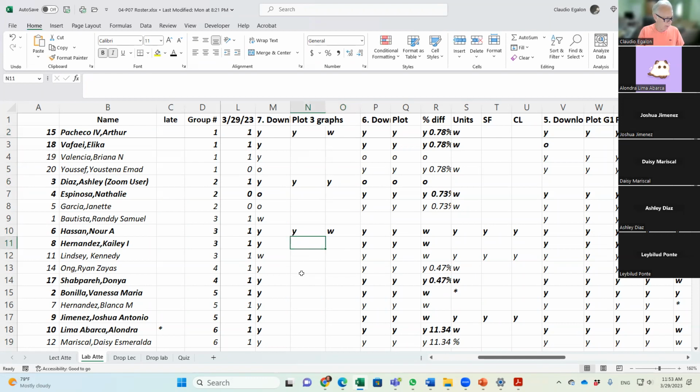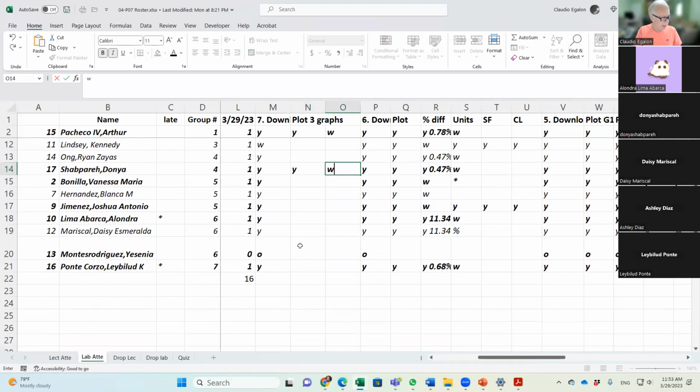Next. Let's see, group number 4, right? Donia, did you get your 3 graphs? Yes. Okay, did you get the percentage differences as well? I'm still working on it. Still working, okay. So next one, let's see. Student's not here. So Alondra, did you get your 3 plots? Yeah, I did. Okay, what percentage difference did you get? That's what I'm working on right now.